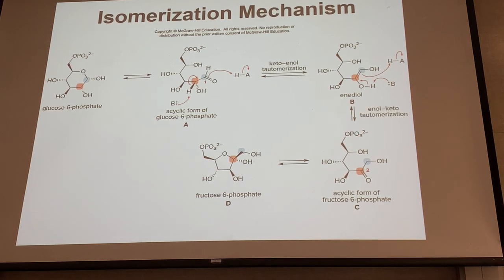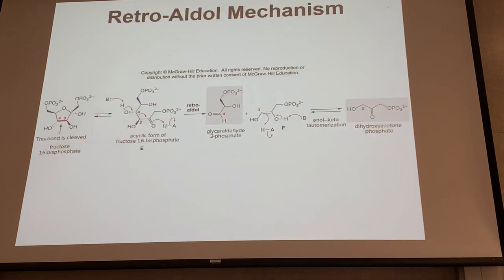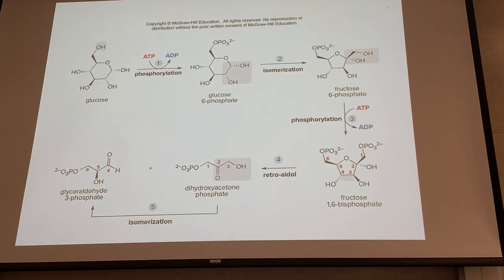All right, so back to our cycle here. Once we've performed the retroaldol and we have glyceraldehyde 3-phosphate and dihydroxyacetone phosphate, the second half of the glycolysis pathway requires glyceraldehyde 3-phosphate. So we have to isomerize dihydroxyacetone phosphate into glyceraldehyde 3-phosphate. Okay? How do you think that isomerization occurs? Is it going to be similar to a step we've already seen?